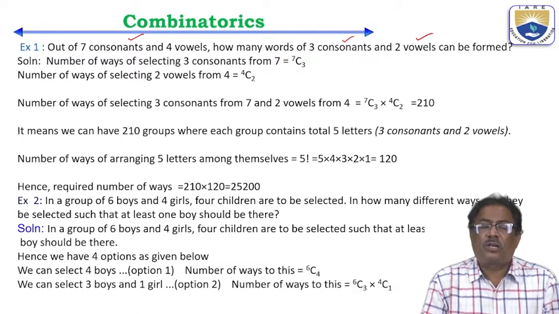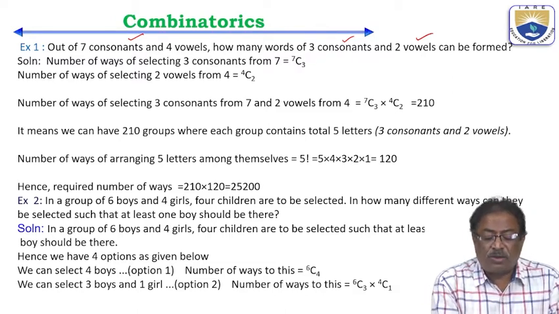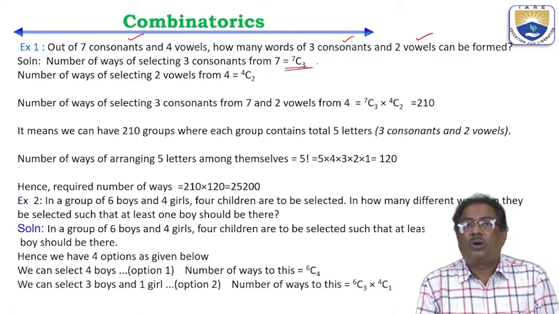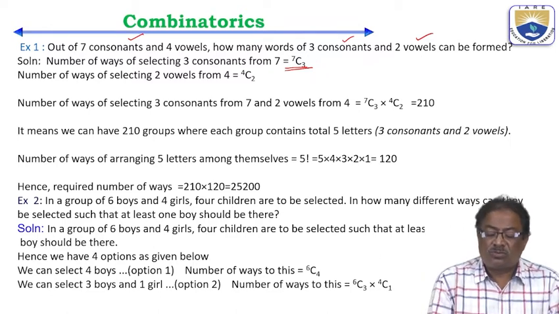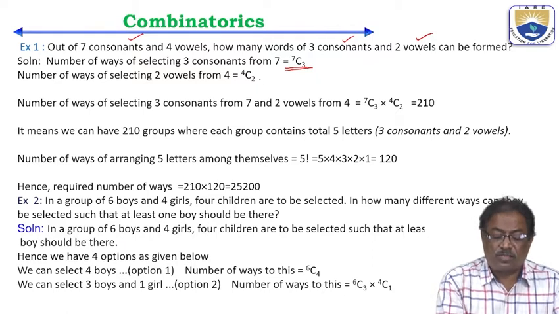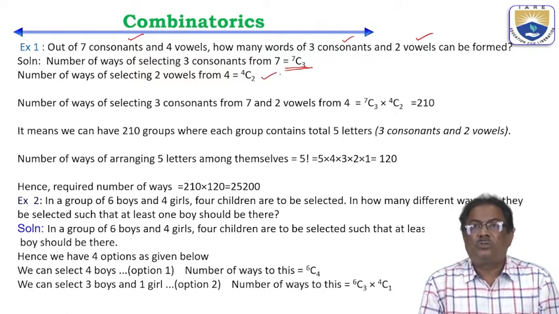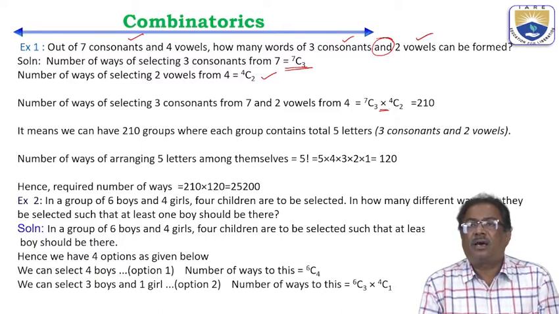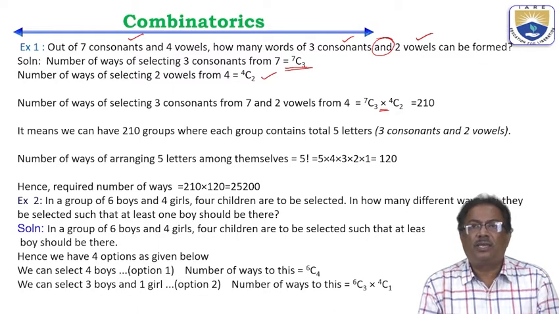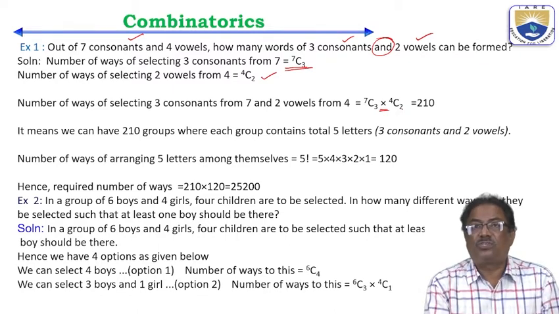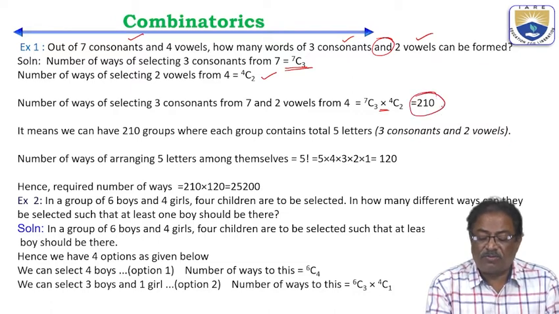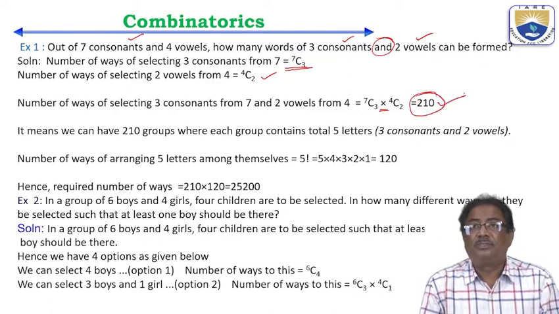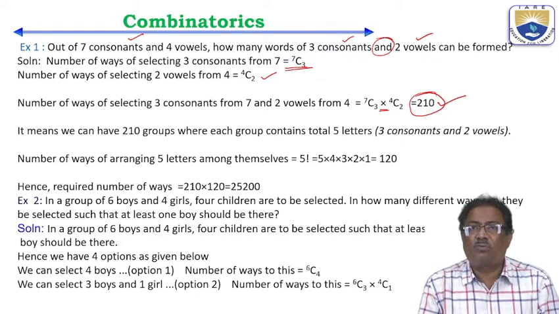So here the total number of consonants is 7. So among that, 3 consonants, how many possible ways are there? 7C3. Then how many vowels are there in total? 4. So from those 4, 2 vowels we have to select. So the number of selections is 4C2. So here we have to select both, so we have to apply the product rule. If it were either or, I would take 7C3 plus 4C2. But here it is and, so 7C3 into 4C2. So we are going to calculate this. Finally we are going to get 210.